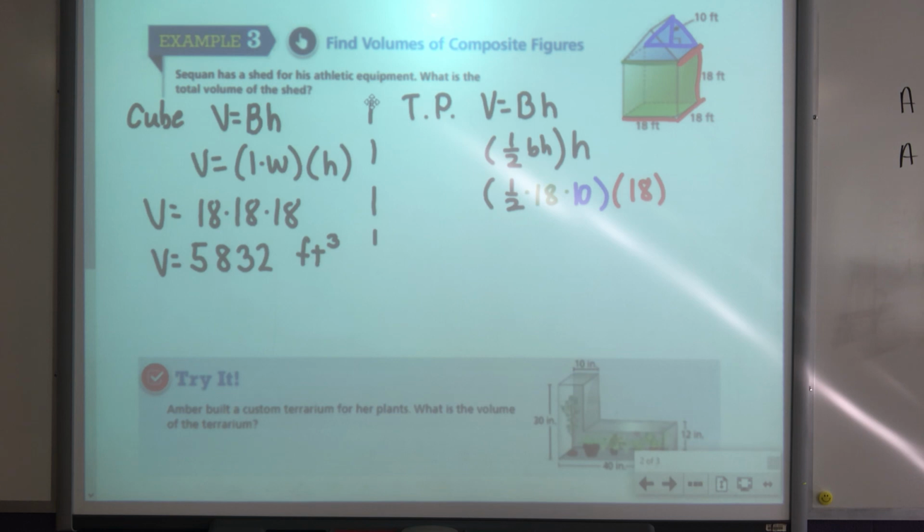Hold on, let me just fix it for you. I'm just going to delete this. There you go. If you have a parentheses here, Hayden, you need another one that matches over here.